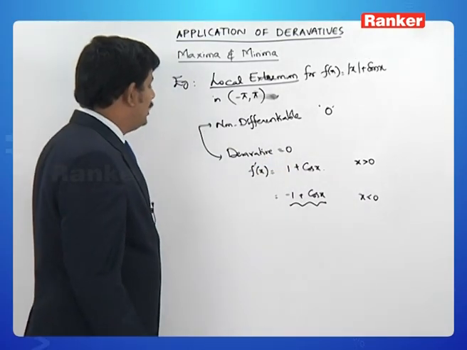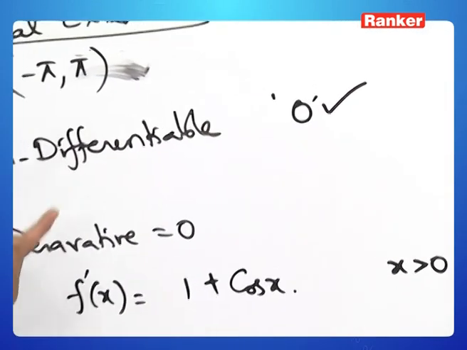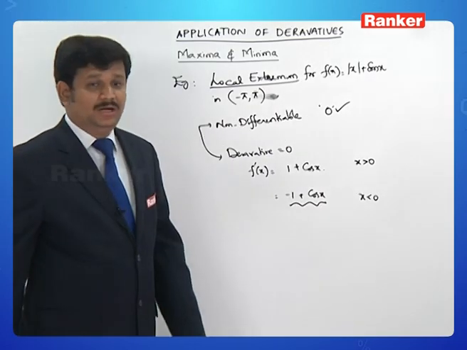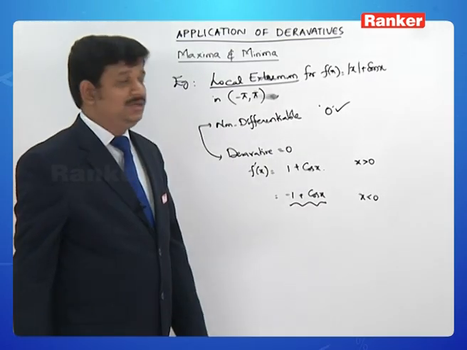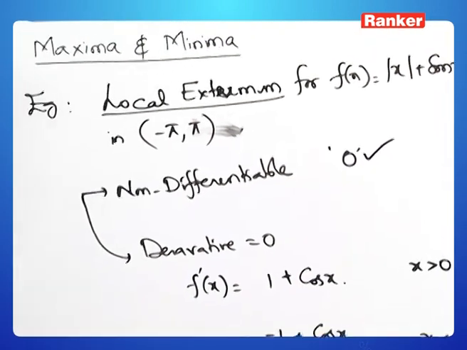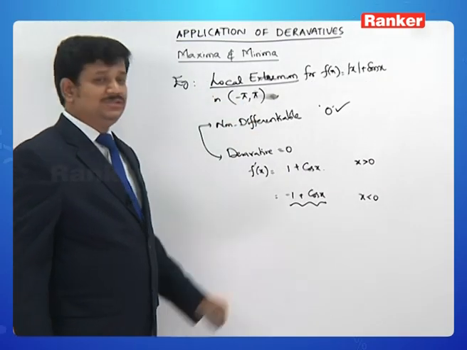So, we have only one point where the function is non-differentiable, that is 0. So, 0 is the only point which qualifies to be a local extremum. 0 is the only critical point. Now, let us examine whether we have a local extremum at 0 or not.